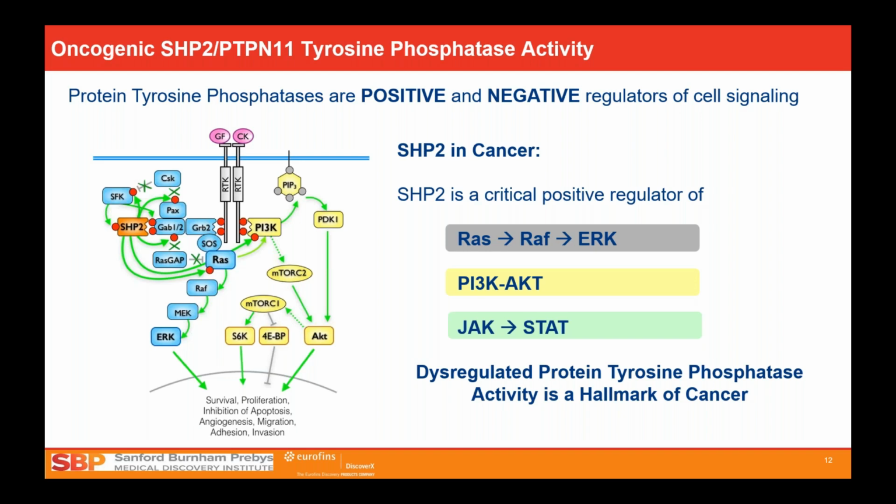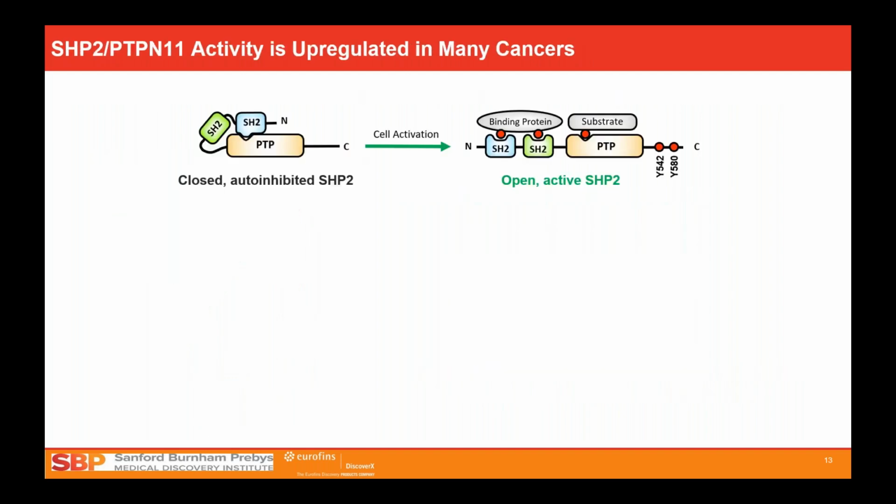Our focus is on SHP2, also known as PTPN11. SHP2 is involved in several critical pathways that are important from a medical standpoint. The RAS, RAF, ERK pathway, the PI3 kinase, AKT pathway, and the JAK-STAT pathway all involve SHP2 in their regulation. The important thing to remember is that dysregulation of protein tyrosine phosphatases is now recognized to be a hallmark of cancer. And so we have a program directed against SHP2, as it is an important contributor to cancer.